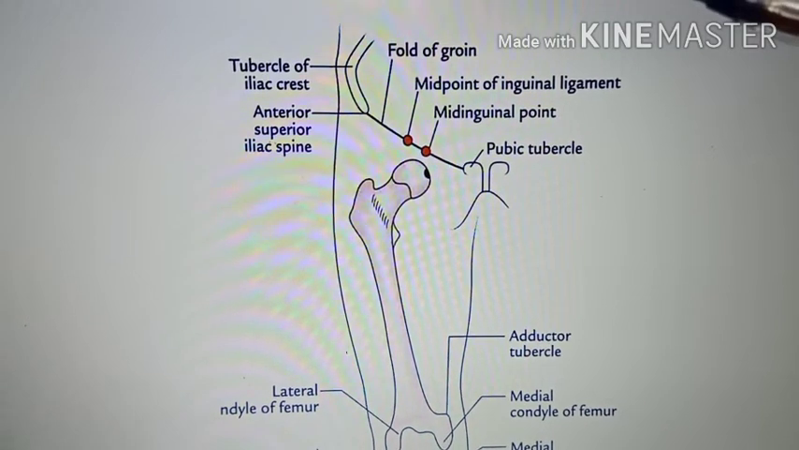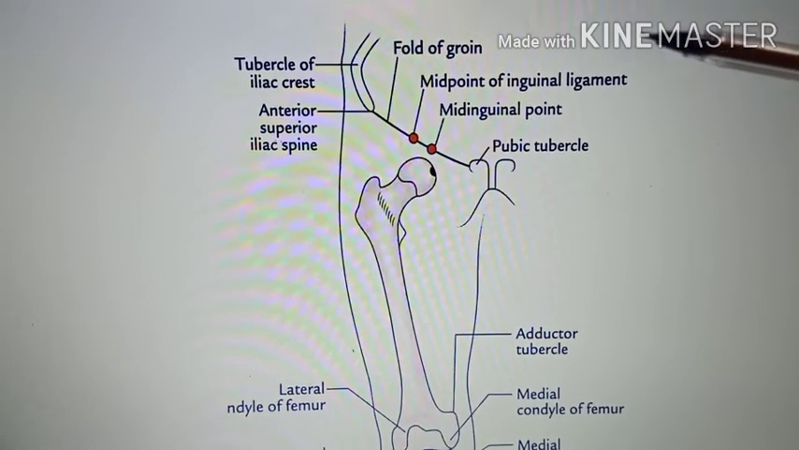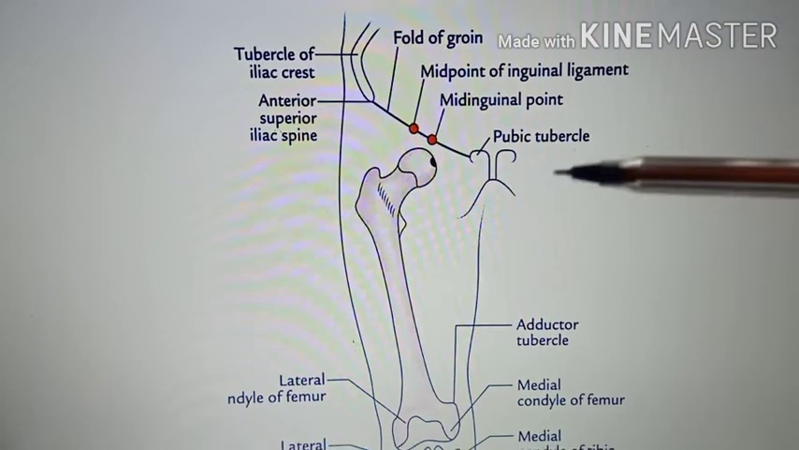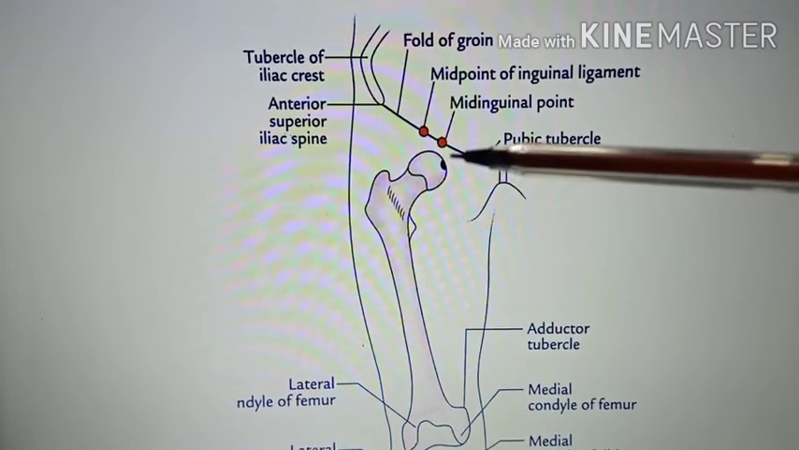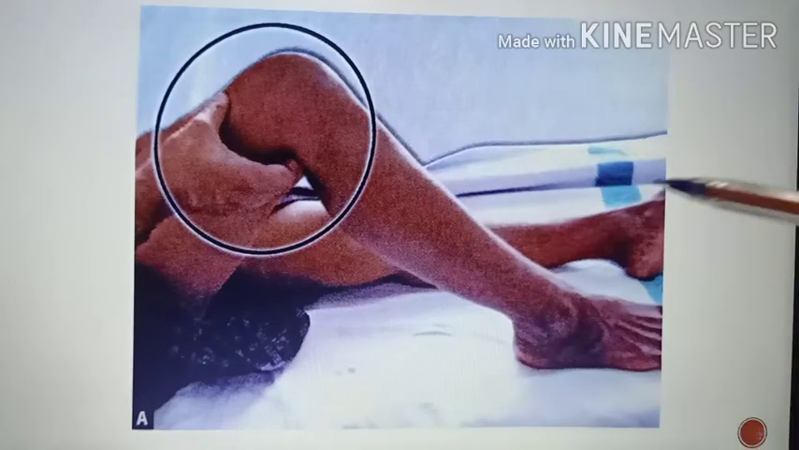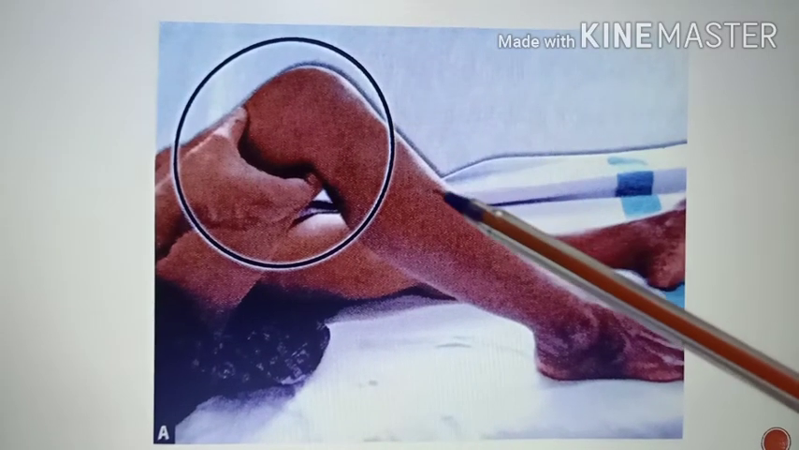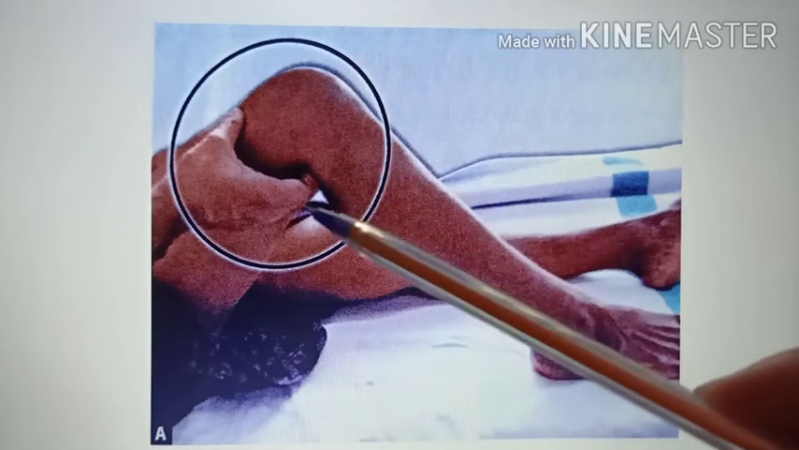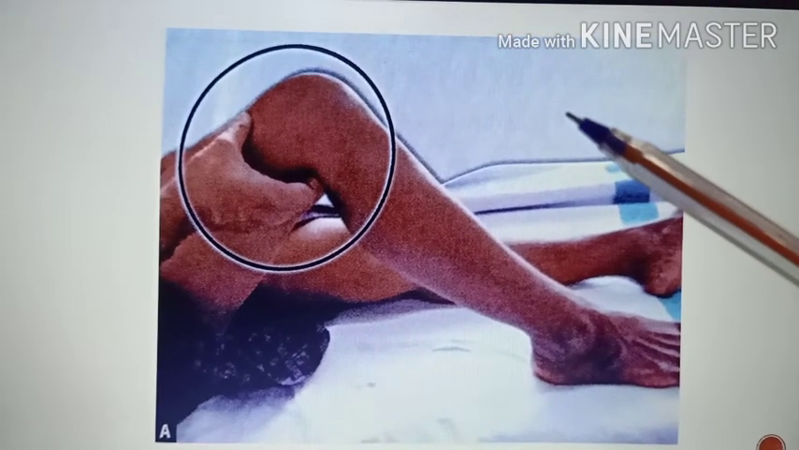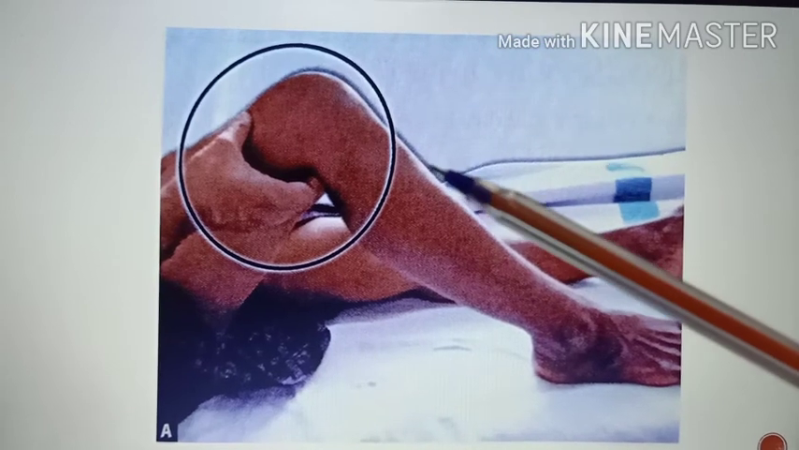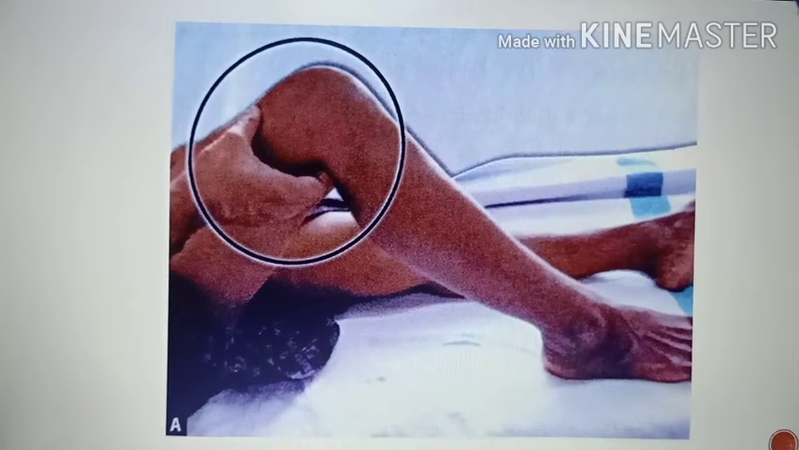The pulse of this artery is felt against the underlying tendon of psoas major muscle and the head of the femur. This picture is showing how to palpate the popliteal pulse. The popliteal pulse is the most difficult to palpate among the other peripheral pulses.